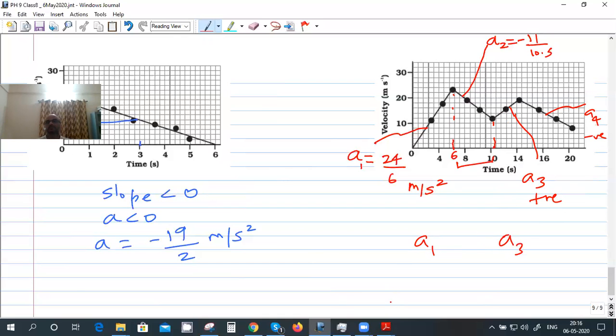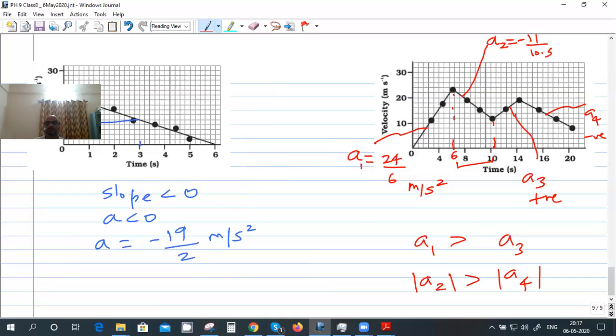which one is more? A1, because that is more steep. And comparing A2 and A4, I'm just comparing the magnitudes, not the negative sign. So which one is more decelerating? More decelerating is A2, because that is more steep, but the thing is, it's coming down. Basically, the steepness is the slope. It's coming down, so it's negative. I'm just taking the magnitude. So the second part is decelerating more.